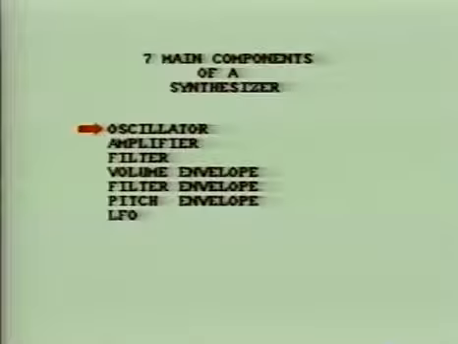And finally, once you know one waveform from another, we will cover the 7 main components of a synthesizer. And just in case you're curious about those 7 main components, they are the oscillator, the amplifier, the filter, the volume envelope, the filter envelope, the pitch envelope, and the LFO.